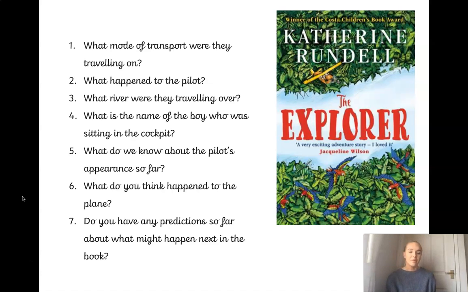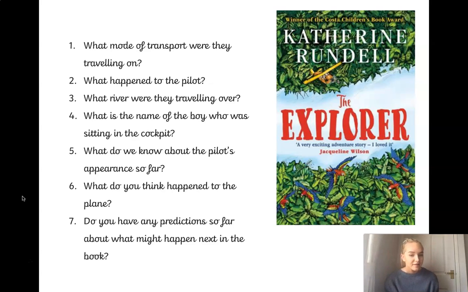So, for some of them, it might just be a one-word answer. Maybe for the first one, what mode of transport were they travelling on? But for the second one, what happened to the pilot? For this one, Year 4, I'd want you to explain what happened to the pilot and how you know this. So what gives you that clue from the text and why do you think this? So rather than just saying, "This happened to the pilot," you might say, "This happened to the pilot because," okay? So that's what I would like you to do.